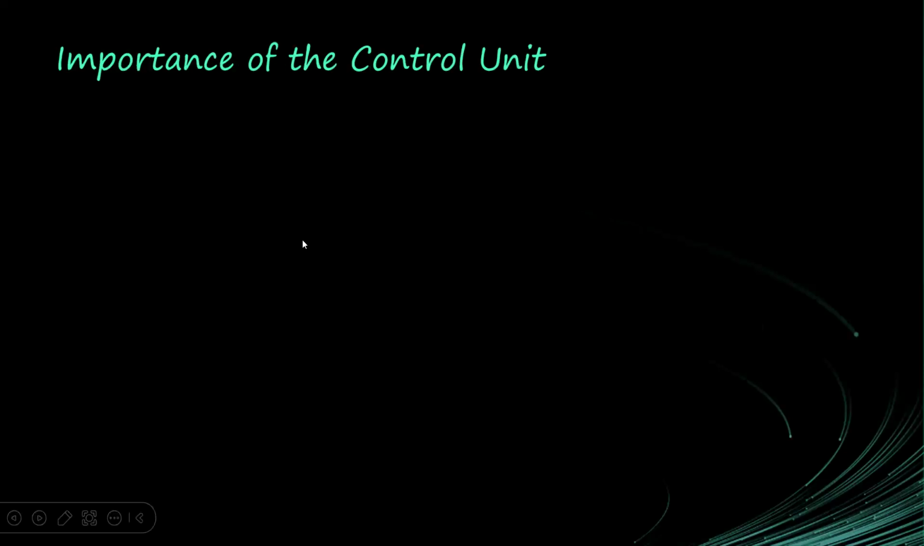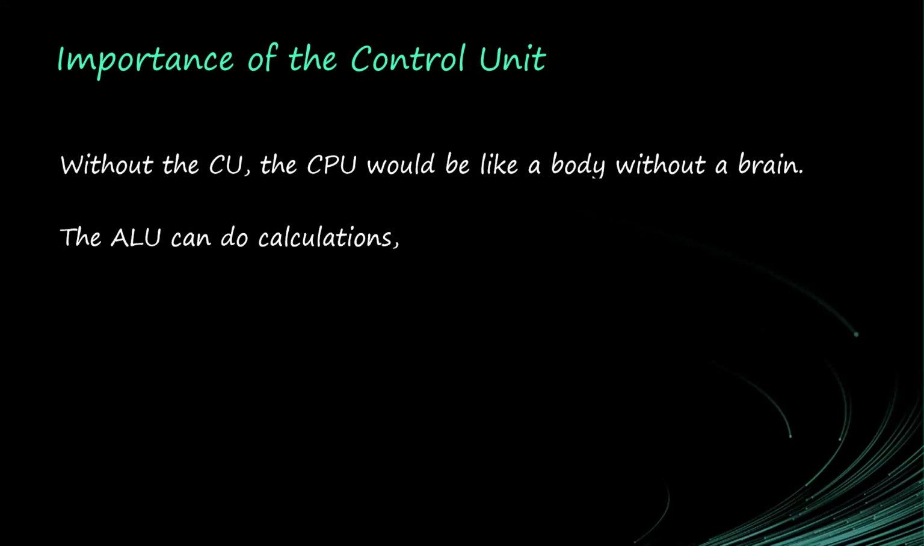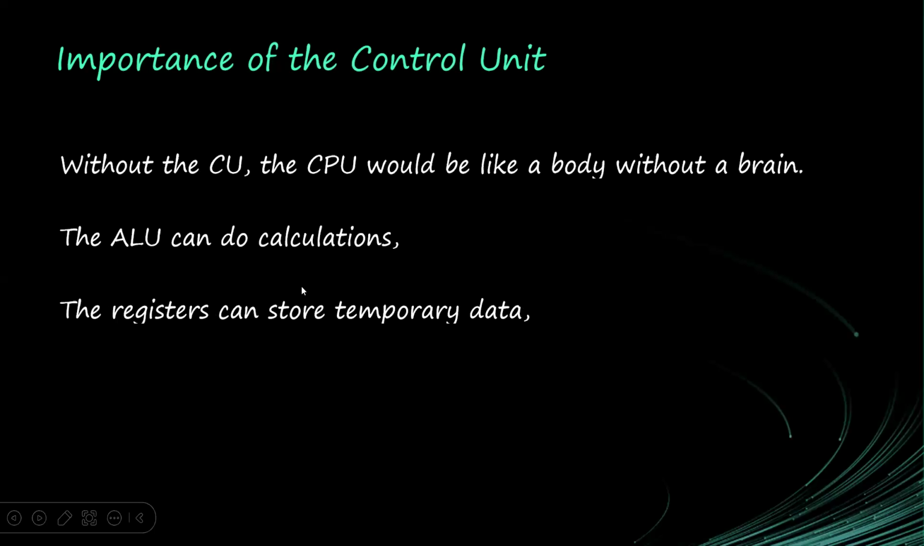So what is the importance? Without the CU, the CPU would be like a body without a brain. So you can see that the main brain of the computer now is the control unit, which is inside the CPU. Okay, so the arithmetic and logic unit cannot do calculations, because it is the control unit that will tell the arithmetic and logic unit what to do, how to do it, and when to do it. So the registers cannot even store data. So without the CU, there's nothing for the computer.